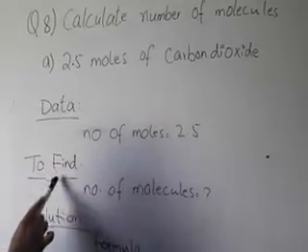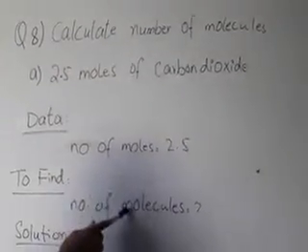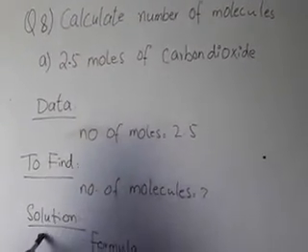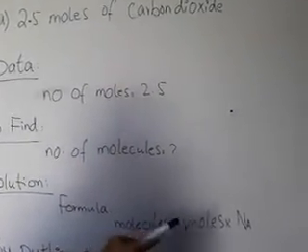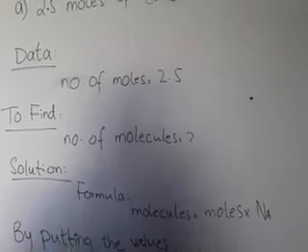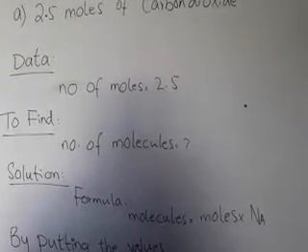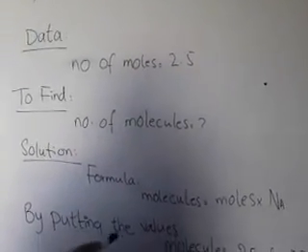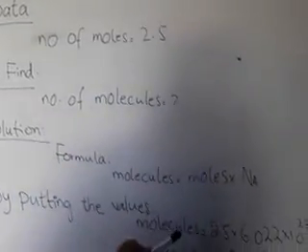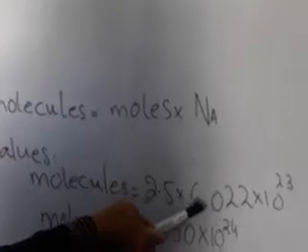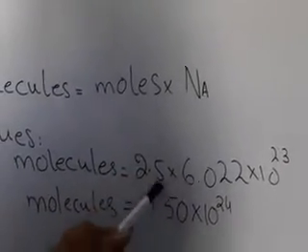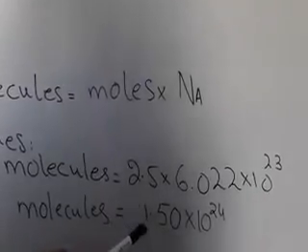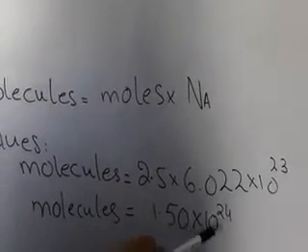Coming to the solution, its formula: molecules is equal to moles into Na, Avogadro's number. We know its mathematical value. Now putting the values in this equation, molecules is equal to moles from the data, 2.5, times Avogadro's number, 6.022 into 10 raised to power 23. Calculated, we solved. So it is 1.5 into 10 raised to power 24 molecules.